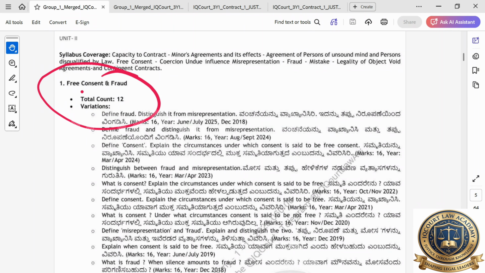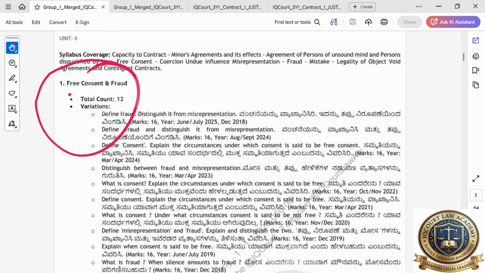Free consent, fraud. Free consent should be there. A contract should always have free consent. If you are signing something because he is threatening you to sign the agreement, otherwise he will kill you, then it is not a valid contract. There should be free consent.